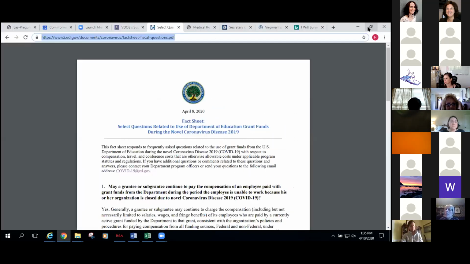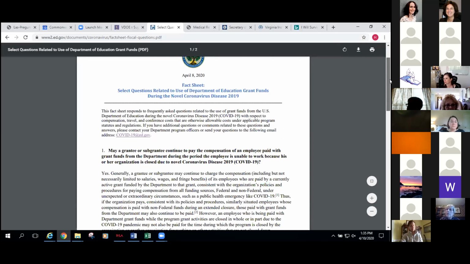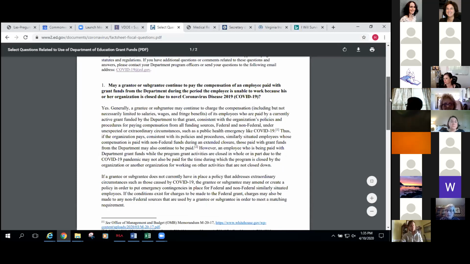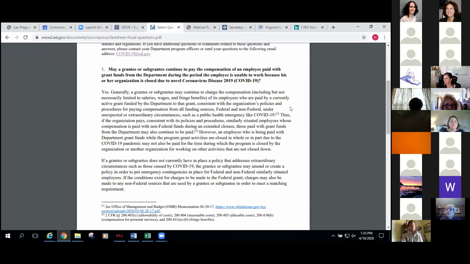There. All right, so this fact sheet that came out is on ed.gov/coronavirus, and that's where we found our AFLA specific FAQs as well. This came out yesterday afternoon, and it answers the question of compensation for employees out of federal grants. And the bottom line is this.